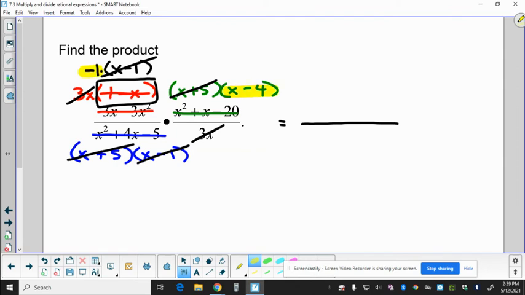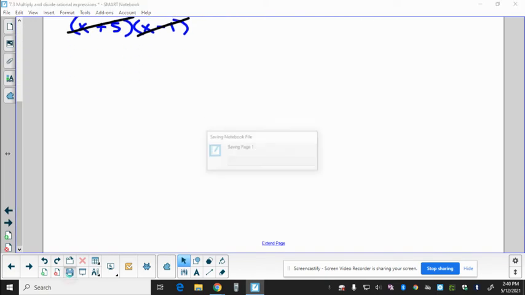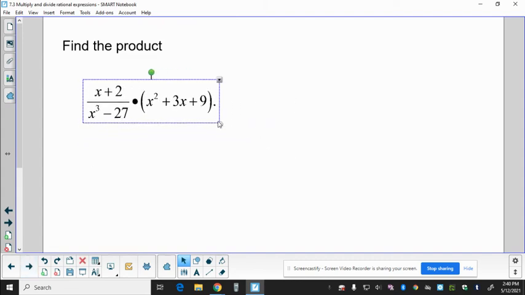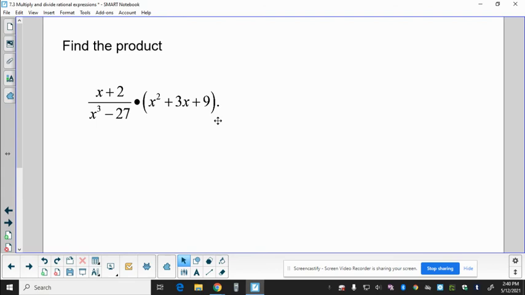And that's it. So your answer is going to be, we don't even need a fraction, negative 1 times x minus 4, which is negative x plus 4. Interesting. All right, let's take a look at this. Okay, so something we have to understand is this problem should be rewritten.